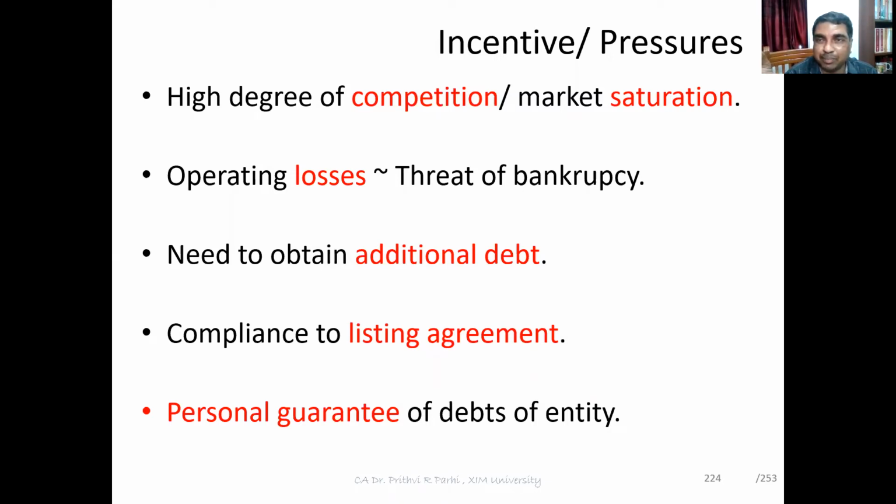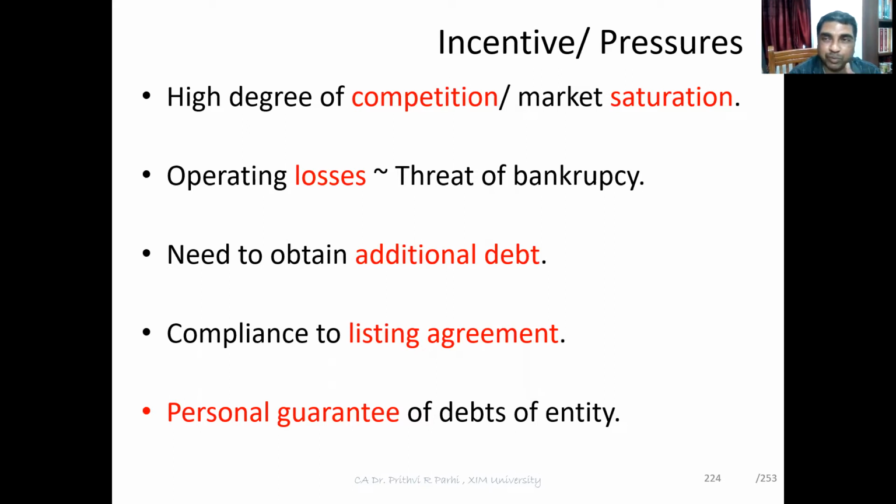Heavy competition: by committing fraud, one may artificially show higher sales or artificially show more profit in competitive situations. Or if there are operating losses and a threat of bankruptcy, one may temporarily avoid that, temporarily hide that by misstating something in the financial statement. So that's the incentive, temporarily hiding something. Then, if there is a need to obtain additional debt and the financial statement of the entity is not permitting it, management may decide to commit a fraud and present the financial statement in such a way that additional debt can be obtained.